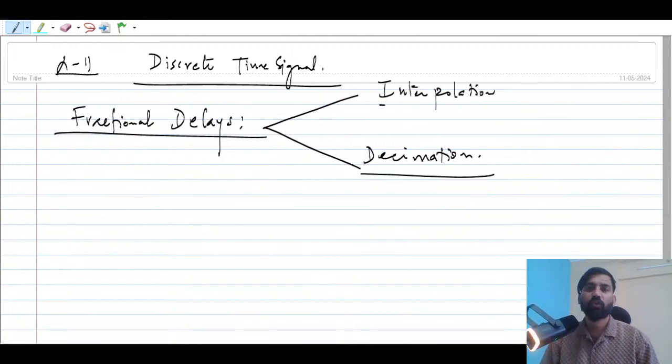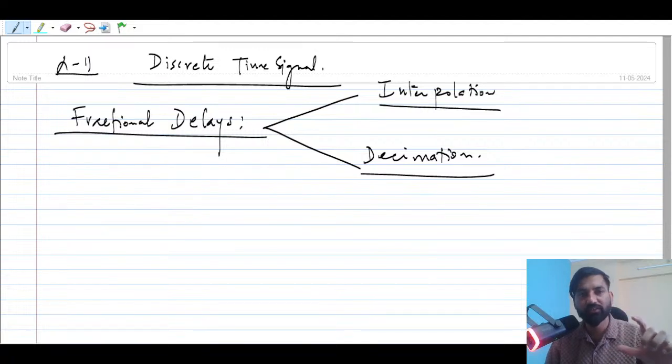Okay, so hopefully your linear interpolation is clear. In the group, Devans has shared the solution as well. But if you are still not clear, then I will explain. So fractional delay has got two things: one is interpolation, one is decimation.